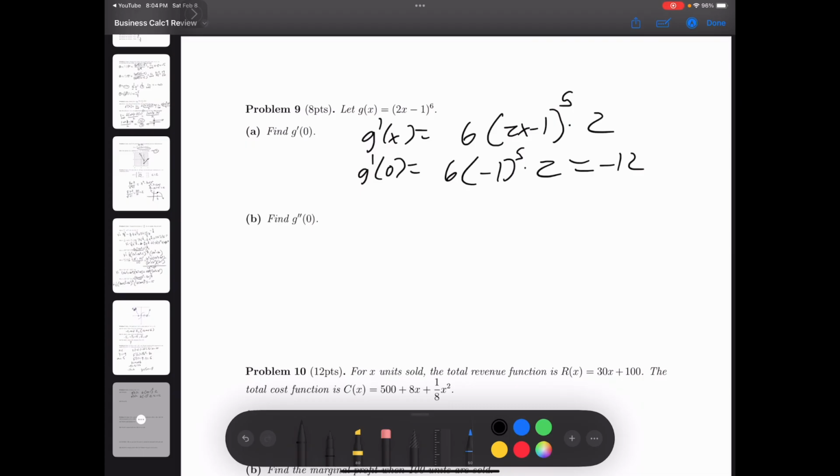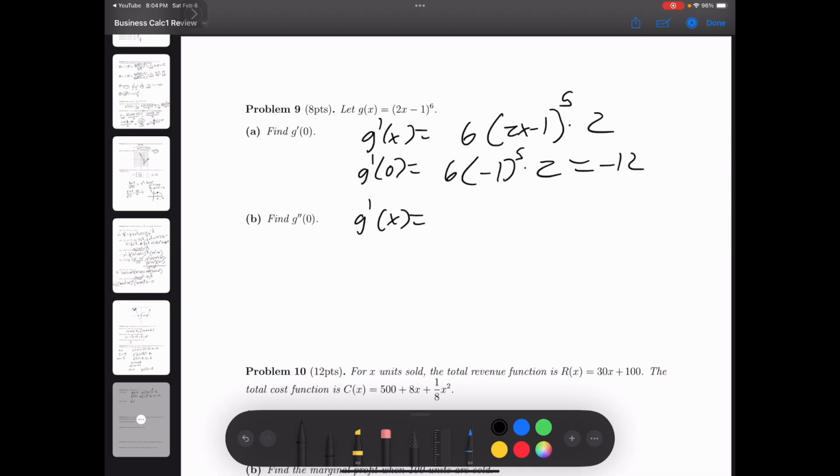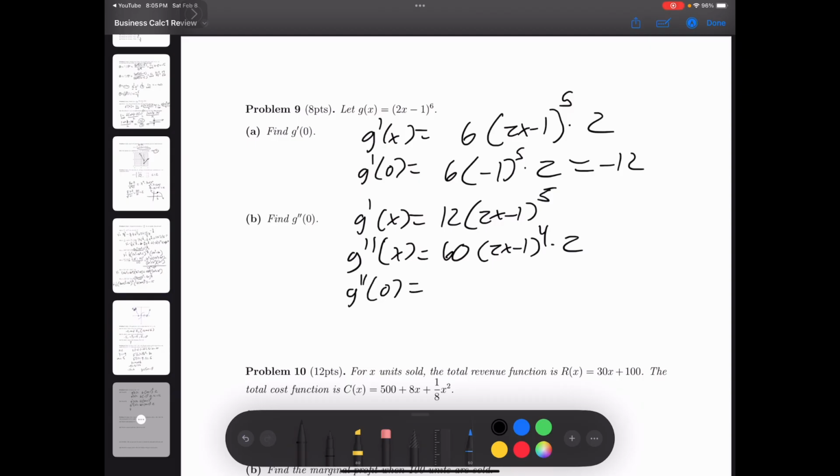Part B says find g double prime of 0. Well, g prime of x, let's make it look nice, was 12 times 2x minus 1 to the 5th. So g double prime of x is going to be, bring down the 5. 5 times 12 is 60, times 2x minus 1 to the 4th times the inner function's derivative, which is 2. And so g double prime of 0 is going to be 120 times negative 1 to the fourth, which is positive 120.